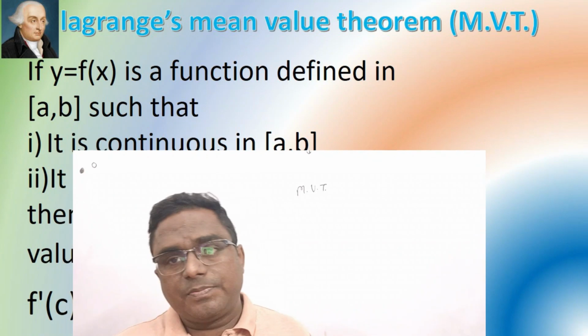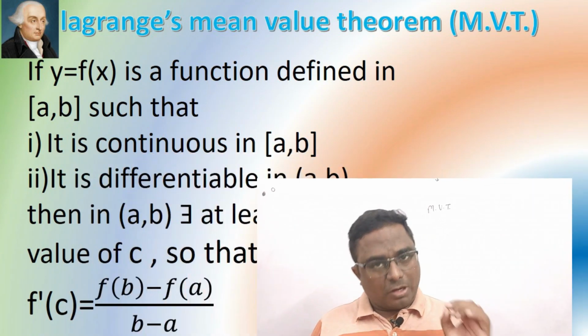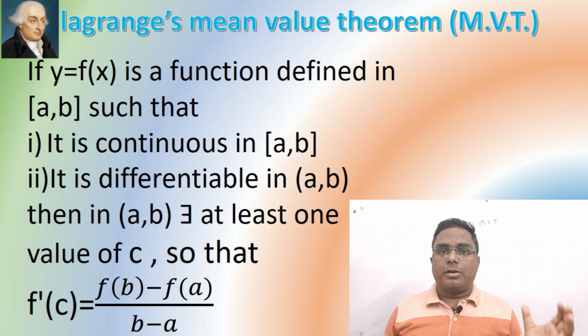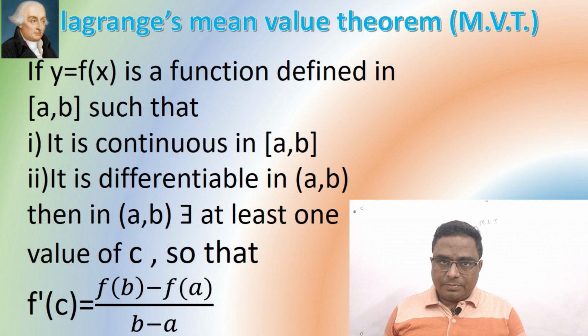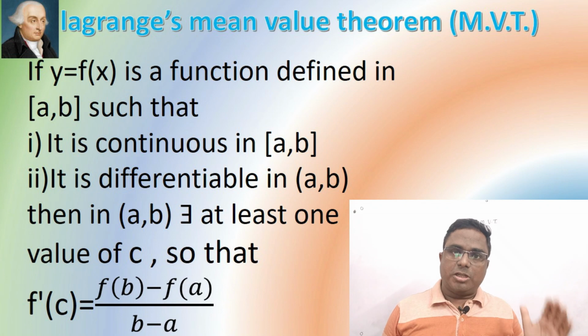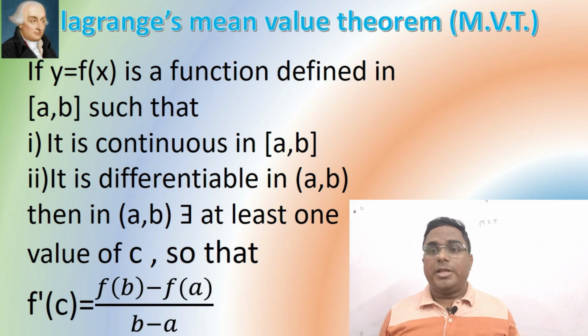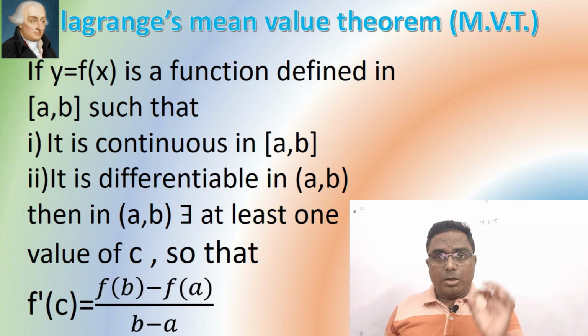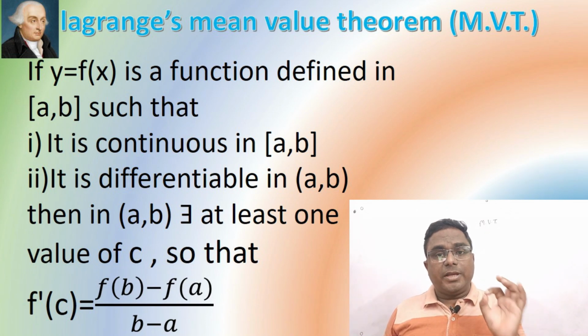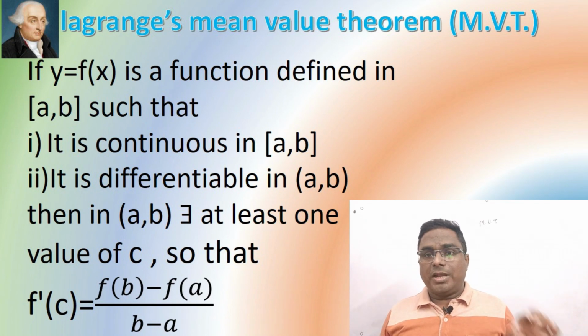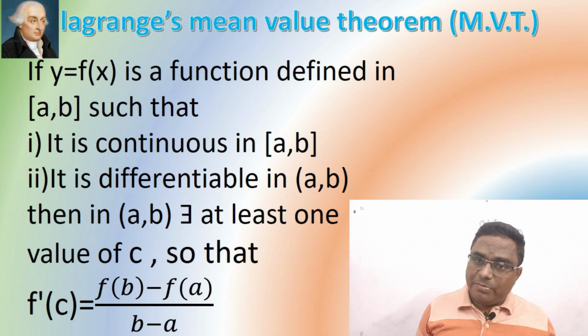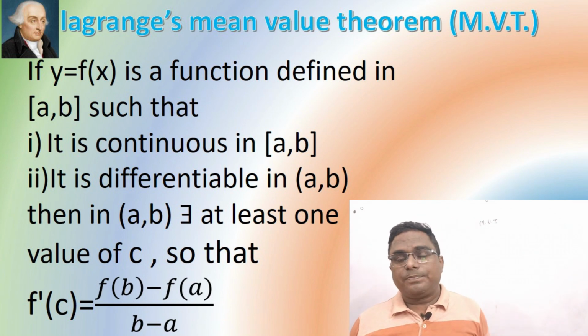Its definition is, if y is equal to f(x) is a function defined in the closed interval [a, b] such that first point, the function is continuous in the closed interval [a, b]. Second part, the function is differentiable in the open interval (a, b). Then in the open interval (a, b), there exists at least one value of c for which f'(c) equal to (f(b) minus f(a)) upon (b minus a).